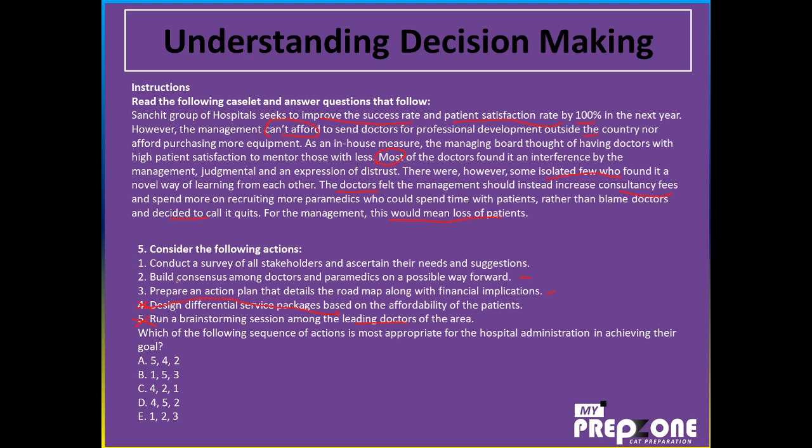So if I talk about 1, 2, and 3, how do I do that? Of course, if I have to create a sequence, the very first thing is I need to understand. So first has to be the case. Once you understand the needs and suggestions, then you will build consensus among doctors that this is what you said and this is what we need to discuss, and then bring a consensus among doctors and paramedics on the possible way forward. And the final thing will be, once you have decided on all these things, then you prepare an action plan with the financial implications. So the answer to this one is E, 1, 2 followed by 3.